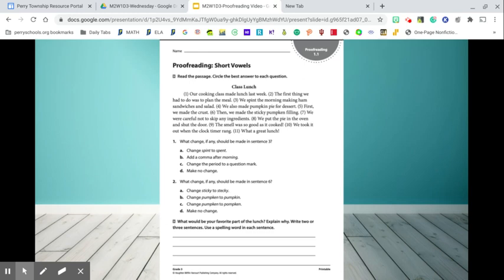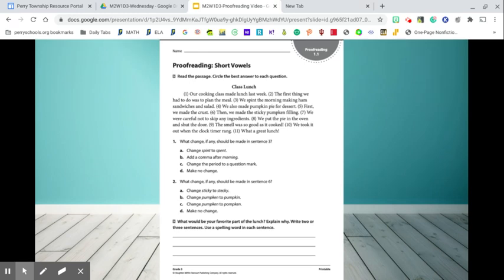So the short paragraph is called Class Lunch. Our cooking class made lunch last week. The first thing we had to do was to plan the meal. We spent the morning making ham sandwiches and salad. We also made pumpkin pie for dessert. First, we made the crust. Then we made the sticky pumpkin filling.